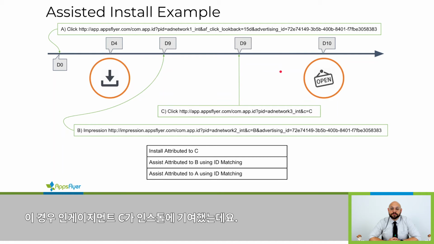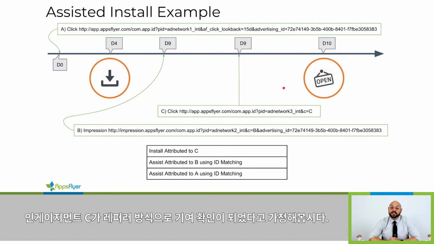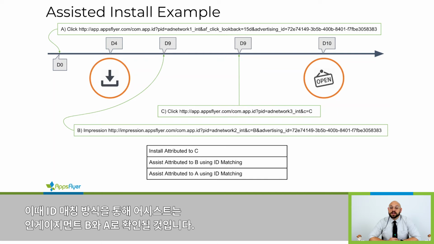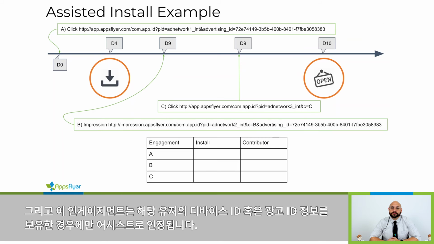In this case, the install gets attributed to C because it was the last click. And let's assume that it was attributed to engagement C with refer attribution. Assists will go to both B and A using ID matching. And this can only happen because those engagements had the device ID or the advertising ID associated with the engagement.